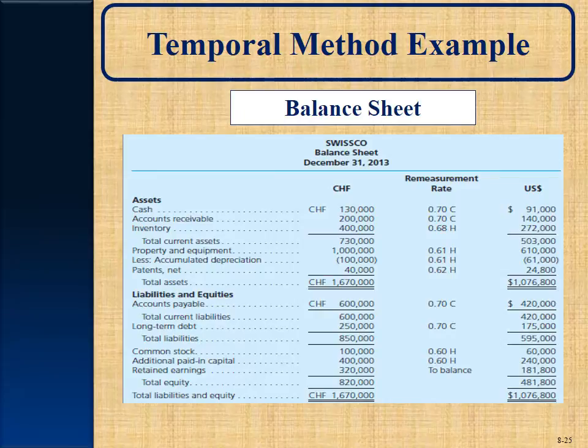So one more time, cash, assets and liabilities are at the current rate, inventory at the average fourth quarter rate, and then your property, plant, and equipment and patents and stock are done at historical rates. Retained earnings is plugged.